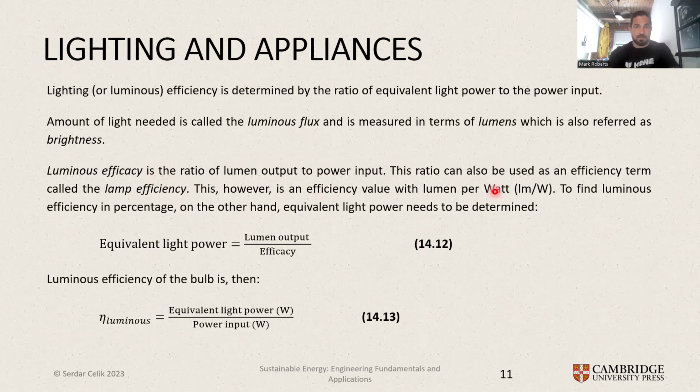So the efficiency value is not a percentage, it would be lumen per watt. And if we wanted to get this in terms of energy, we could look at the equivalent light power needed, and that would be lumen output over efficiency.